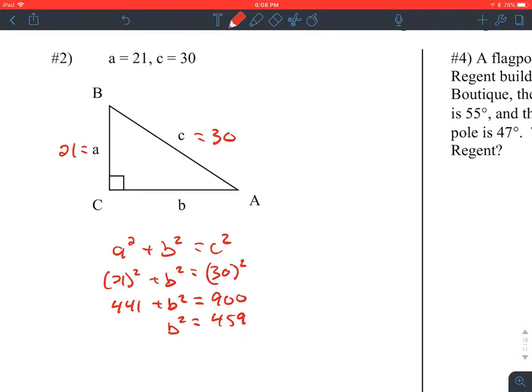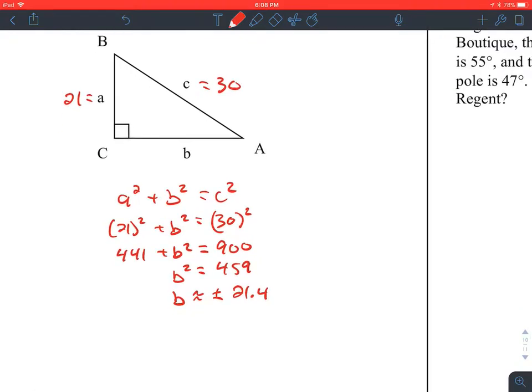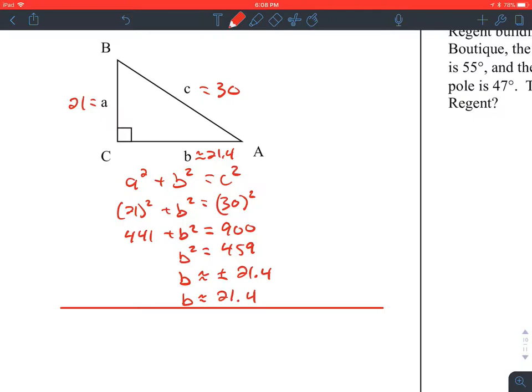459 is not a perfect square. The direction said to round to the nearest tenth. So b is going to be about plus or minus 21.4. This is the length of a side of a triangle. At this point in your math career, assume it's going to be positive. In the near future, we will not be able to assume such things. That's right. In the near future, we're going to have negative lengths. Amazing, isn't it? So if b is about 21.4, we do not want to use that rounded number to find anything else in the triangle. Let's say we want to find angle B next.